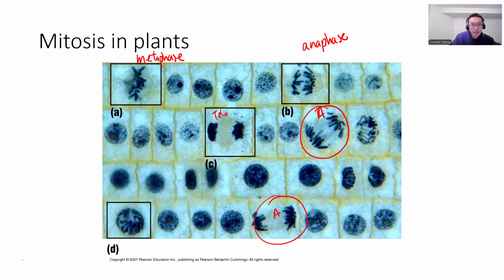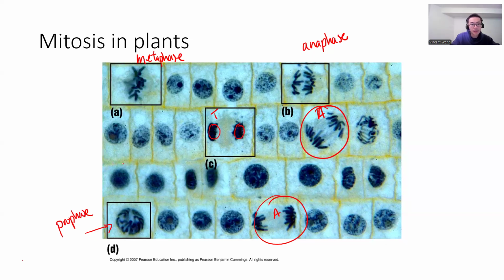Okay, this one is telophase. And how do you tell telophase from anaphase? In telophase, the chromosomes are more clumped together, and you can see that the middle is starting to divide, right? And these things are starting to form back into the nucleus, right? So that's how you can tell. Whereas anaphase, you can still see the individual chromosomes. More condensed. And D over here, that would be prophase.